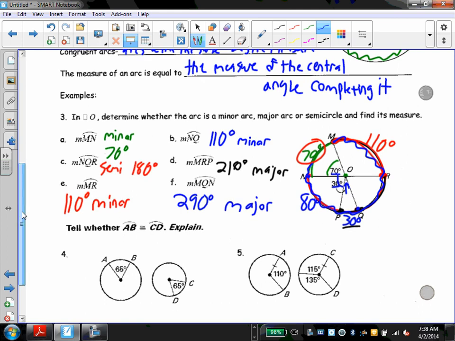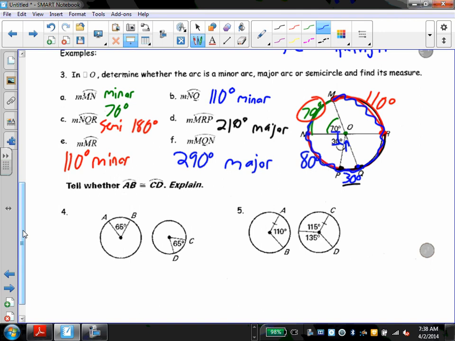So, what we want to look at here then is, are these arcs congruent? And then we'll want to explain. Looking at this first one. So here's the thing. Are these arcs exactly congruent? Well, not really. Yes, they do both have 65 degrees, which means that this is a 65-degree arc. And this is also a 65-degree arc.